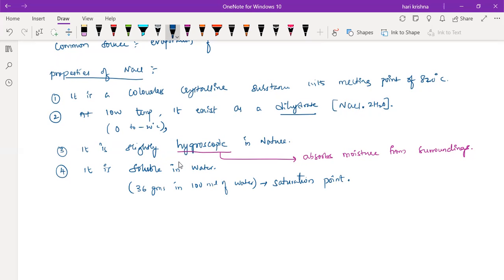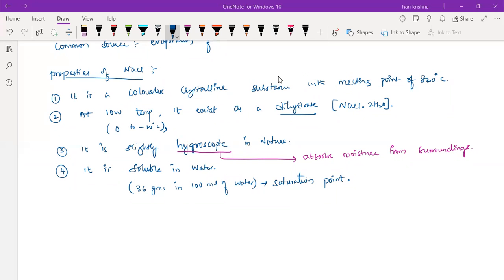Sir, a small doubt. If we heat the water, can we increase the saturation point? You can increase the saturation point. As you increase the temperature, the solubility of the solid will increase. But as we increase the temperature, the solubility of the gas will decrease. These are two opposite points. Suppose you take NaCl itself. If you dissolve it in hot water, a larger amount of NaCl will dissolve than at room temperature.